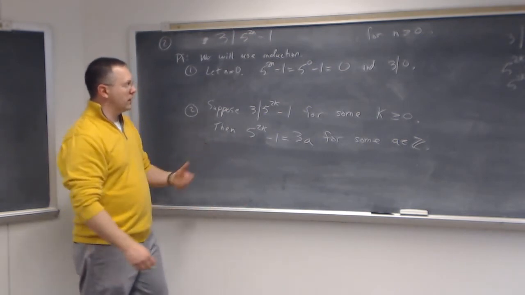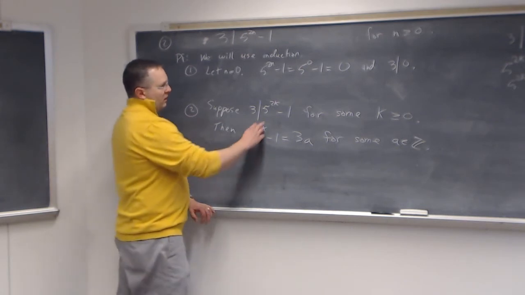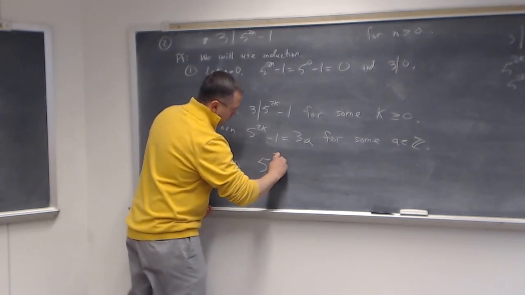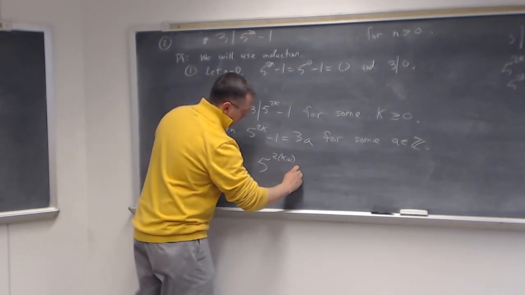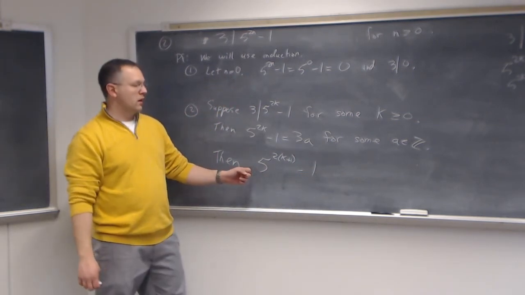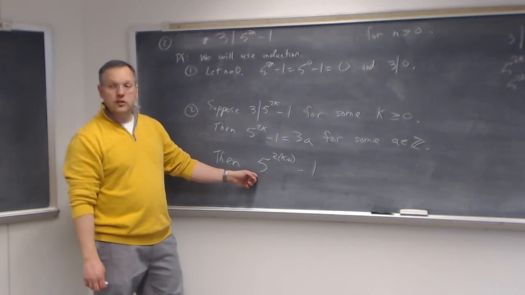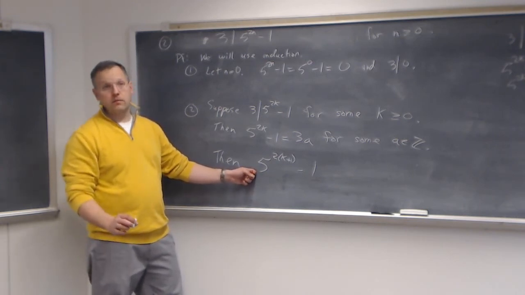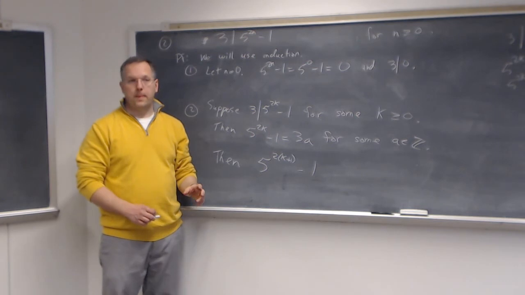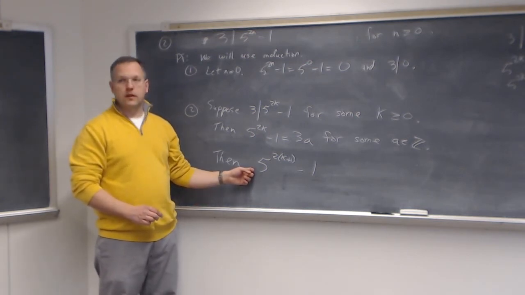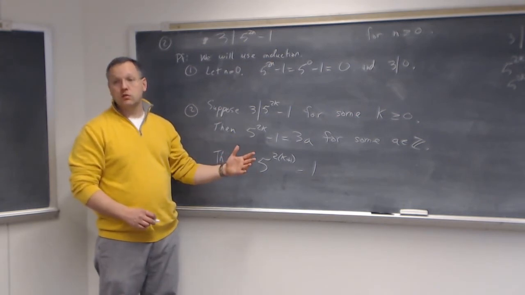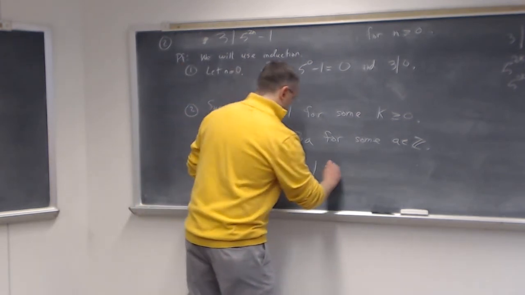Now, what does the statement say for k plus 1? When n is k plus 1, it looks like this: 5 to the 2 times parentheses k plus 1 minus 1. This is the quantity you have to work with. We'll be done with this step if I can show that 3 divides this quantity. That's the next integer after k. Any questions about that? This is what I have to show. I need to show this looks like 3 times an integer.